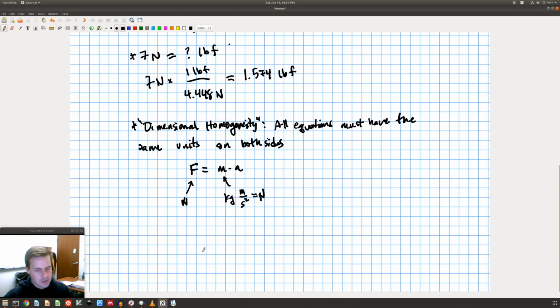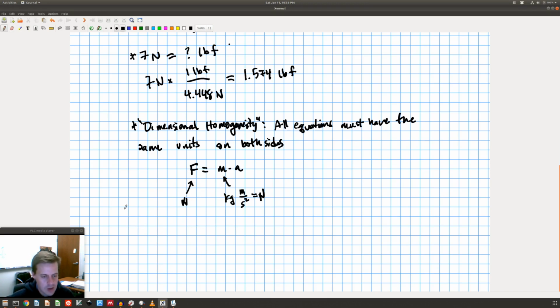So I can't have something like mass equals time. That doesn't make any sense. How can I have mass equals time? An equation must be consistent on both sides, or dimensionally homogeneous. Knowing this should help you make sure that everything's right when you're doing math. If you have an equation and the two sides don't have consistent units at some point, then you've made a mistake.